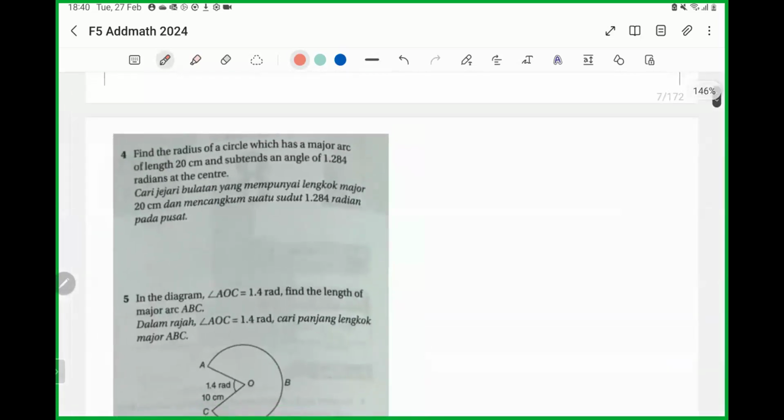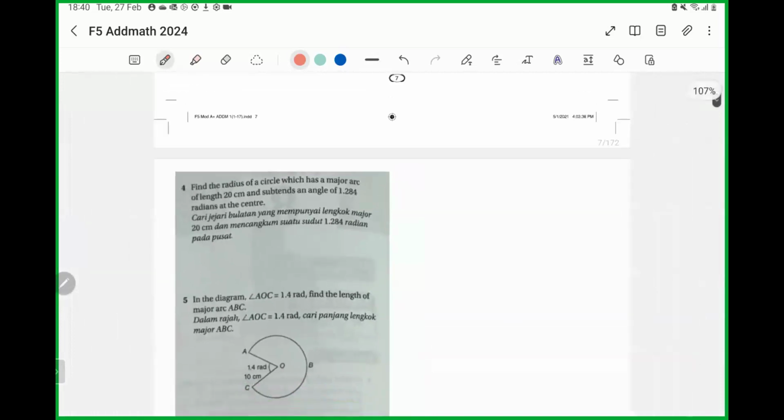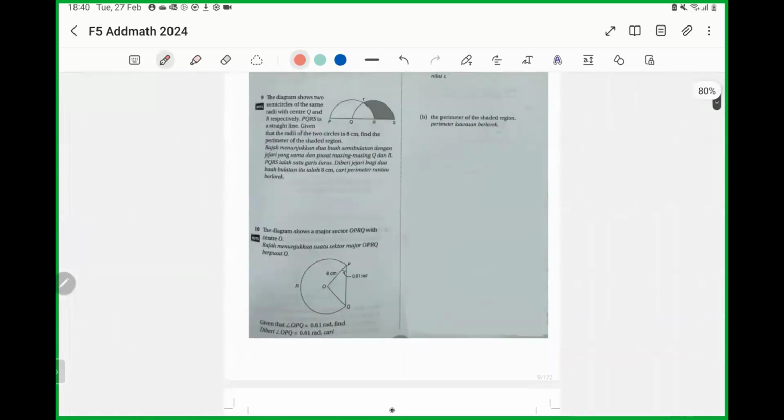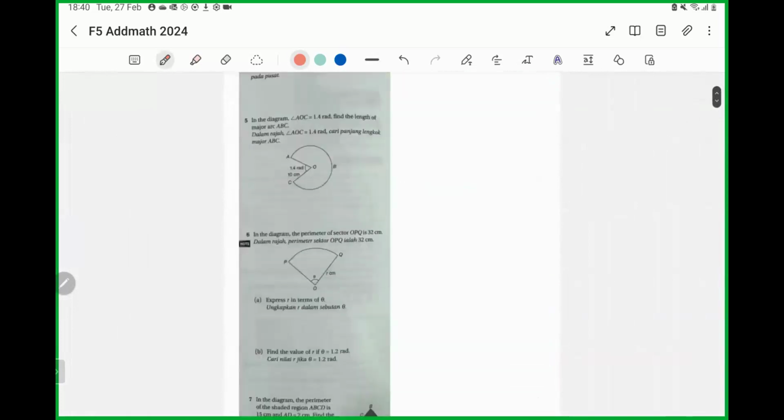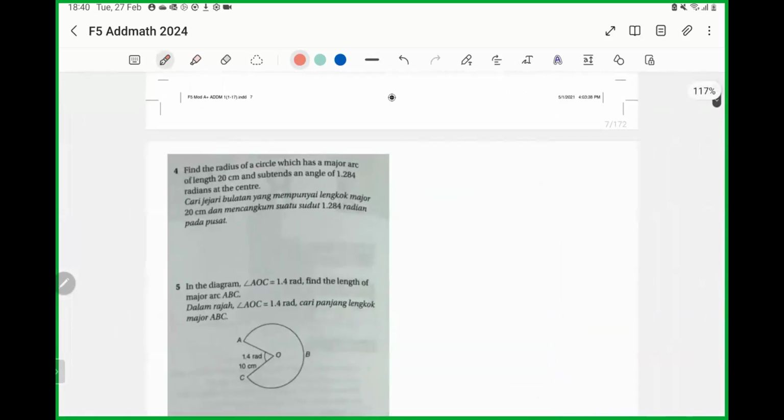Can do or not for this thing? Which one first? This one first. Can do or not? Okay, now you check your answer. Go very quickly. For question number 4, this one is 4 cm.